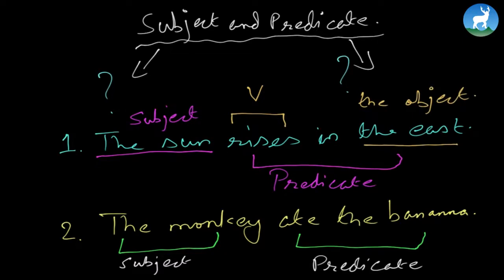Again, we go for the second example. The monkey ate the banana. Here, again, the action word is the verb, while what follows after the verb is always the object. And here the object is the banana. So what happened to the banana? The monkey ate it. See, the object is answering the subject. So this is how it goes.